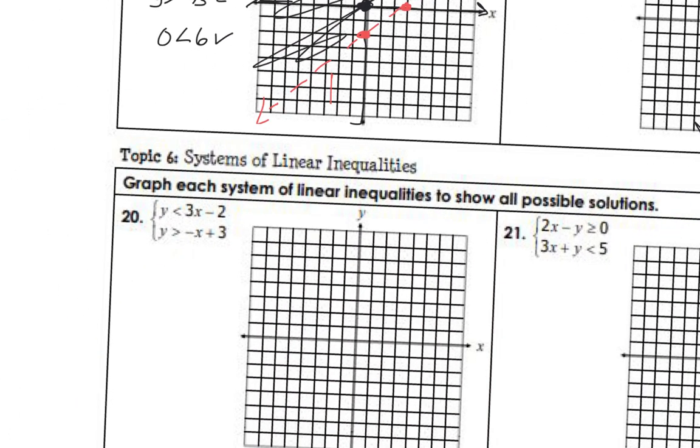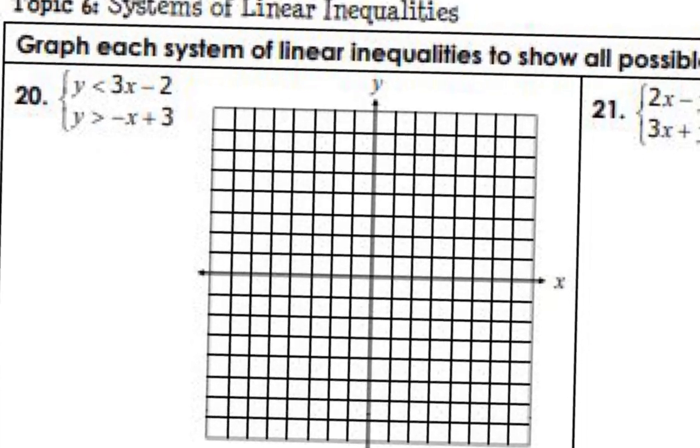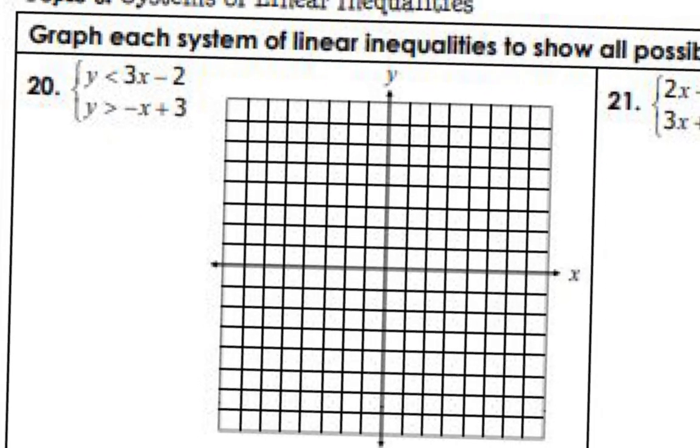All right, so let's graph a system of inequalities. So we're going to graph two lines, and we're going to find the intersection of both their shadings. Okay, so let's graph this one first. My y-intercept's negative 2, slope is 3. So I'll go to negative 2, up 3 to the right 1.